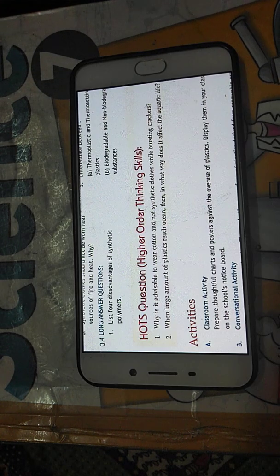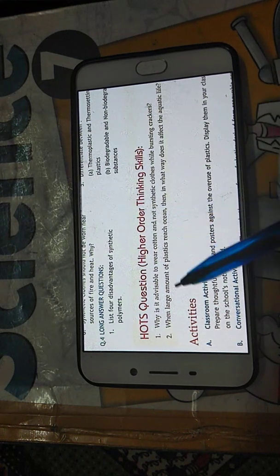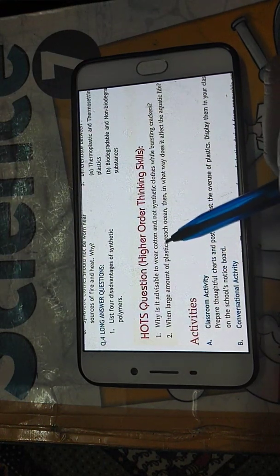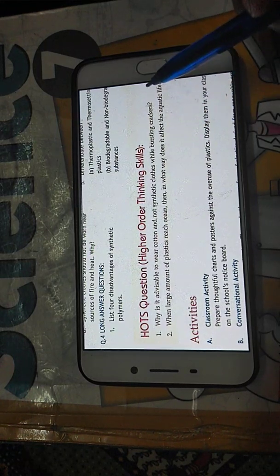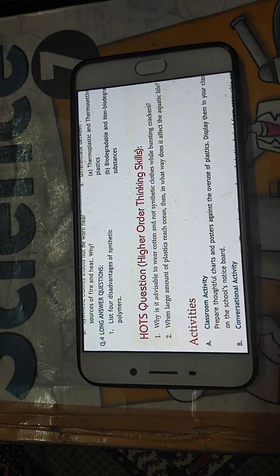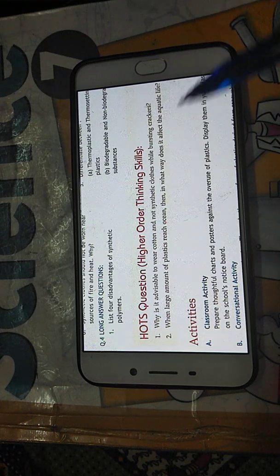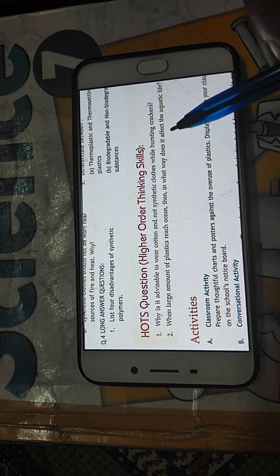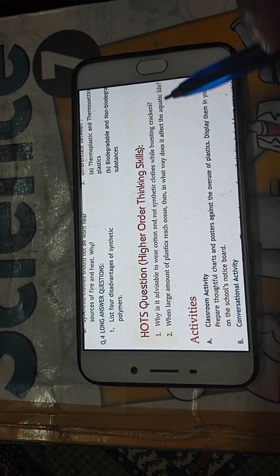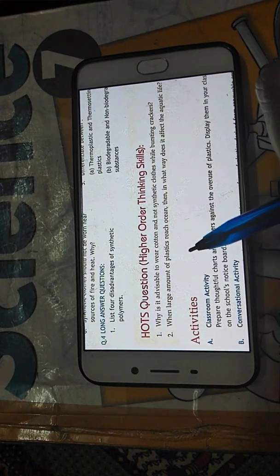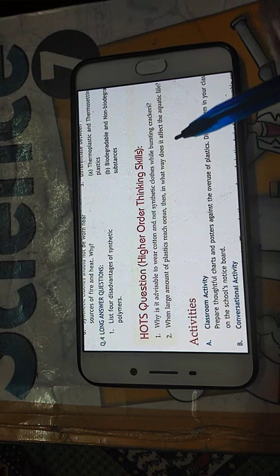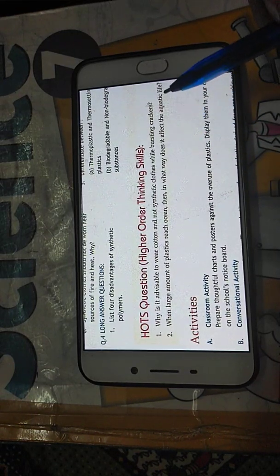Okay students, next we have the HOTS questions. Why is it advisable to wear cotton and not synthetic clothes while bursting crackers? We all know that synthetic clothes catch fire very easily. They will stick to the skin and cause deep burns. So we should not wear synthetic clothes while bursting crackers.